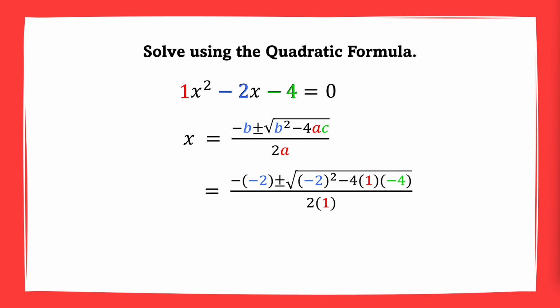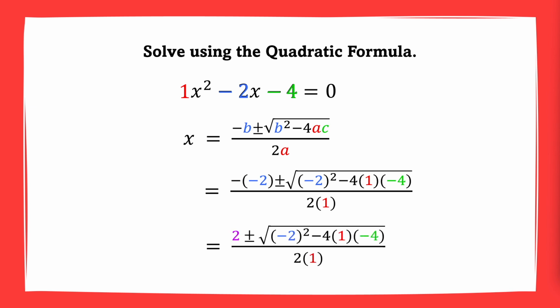A double negative in front of 2 makes it a positive. Squaring negative 2 gives us positive 4. Negative 4 times 1 times negative 4 equals positive 16. Adding 4 and 16 gives 20. On the bottom, 2 times 1 is 2.